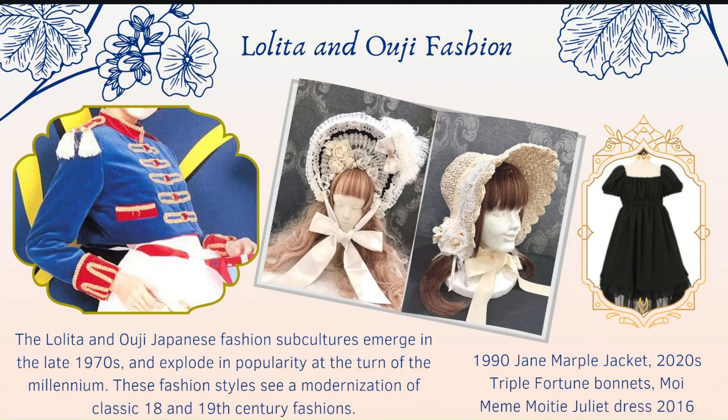Now, it would be a little remiss to talk about the Empire and Directoire periods without touching on Lolita and Oji fashion. The Lolita and Oji Japanese fashion subcultures emerge in the late 1970s and explode in popularity at the turn of the millennium. These fashion styles see a modernization of classic 18th and 19th century fashions.